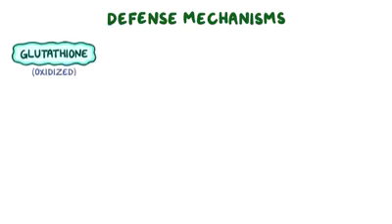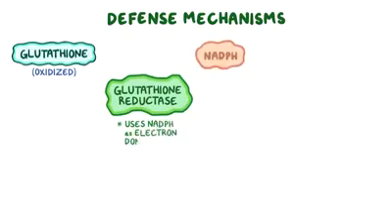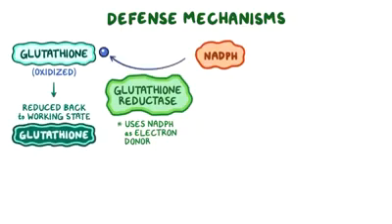However, this oxidizes glutathione. So before it can get back to work, an enzyme called glutathione reductase uses NADPH as an electron donor and reduces the oxidized glutathione back into its working state. After giving up its electron, the NADPH becomes NADP+.